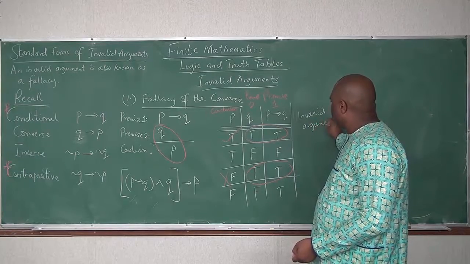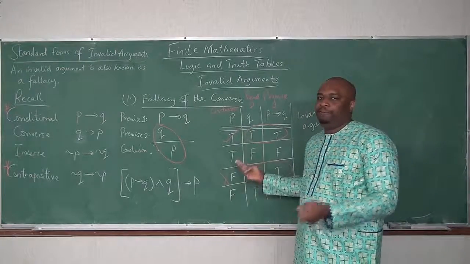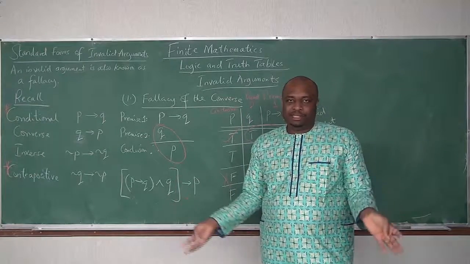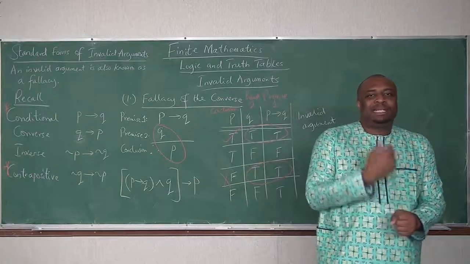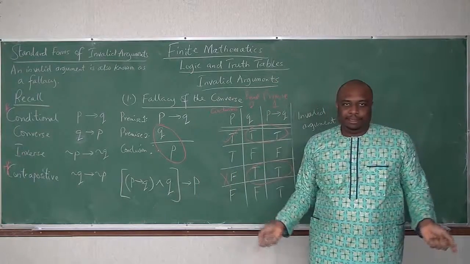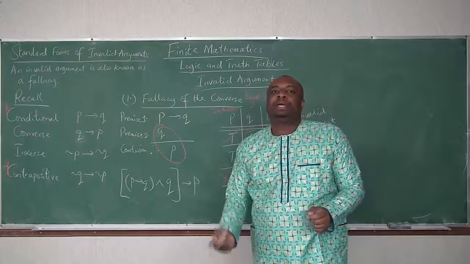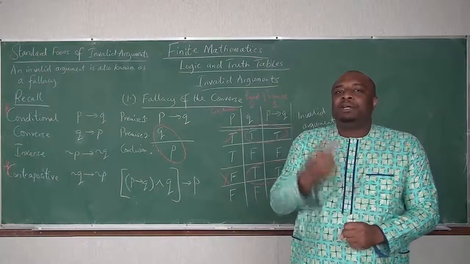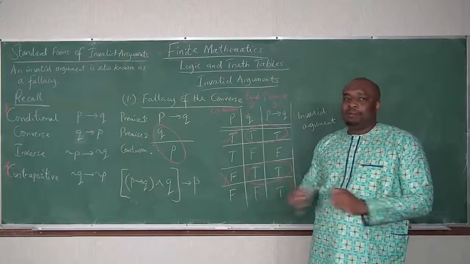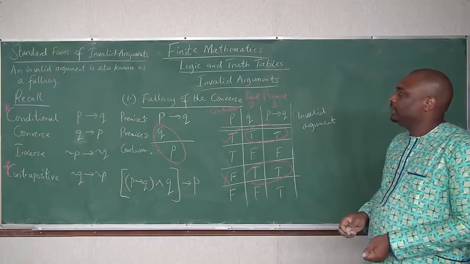Remember, when we talked about this second method in the previous video, we said that if you have two premises that are true, you must have a conclusion that is true. When you have two premises that are true and you have a conclusion that is false, the argument is invalid. If there is any case whereby, using the second method, you have two premises that are true and a conclusion that is false, that makes the argument invalid. So this is what we call fallacy of the converse.